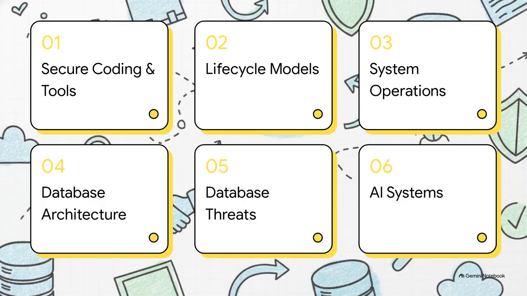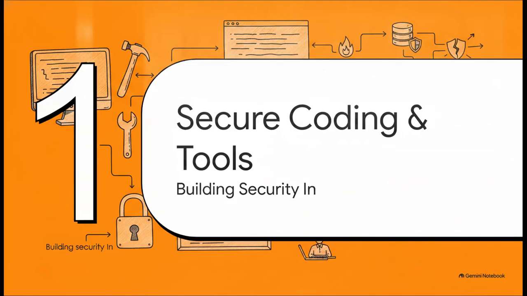Here's our roadmap for today. We're going to cover secure coding in Toolsets, development lifecycle models, security and system operations, database architecture and concepts, database security threats, and wrap things up with knowledge-based AI systems. We'll take these complex engineering concepts and distill them into the precise takeaways you need. Let's kick things off with Section 1, Secure Coding and Toolsets.